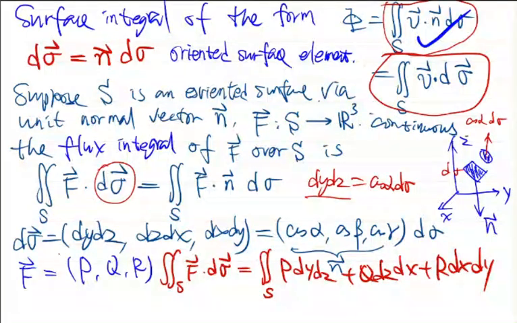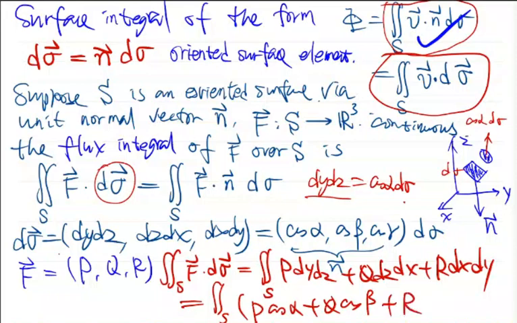And of course, if you like, you can also write using the second result, that is cos α, cos β, cos γ. Because dy dz is cos α dσ, you can also write this as (P cos α plus Q cos β plus R cos γ) dσ. So this is the flux integral of a vector valued function or vector field.